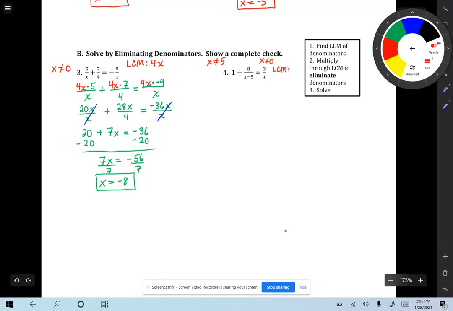So we are ready to list our least common multiple. x appears only once, and x minus 5 appears only once. For the first number, it's just 1 over 1, so that's nothing. You want to multiply each fraction, or each term, by x times x minus 5, which is what I'm going to do. I'm going to list the 1 first, and then multiply it by x times x minus 5.